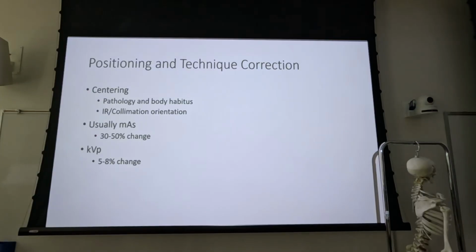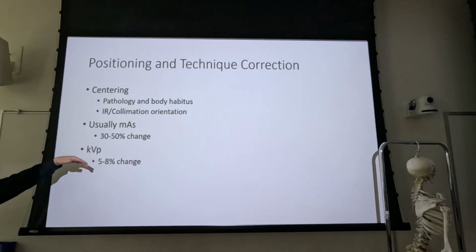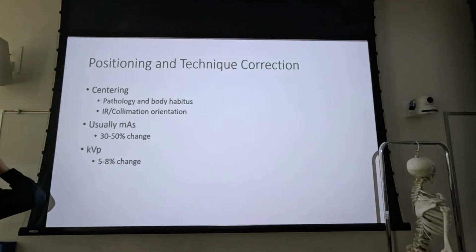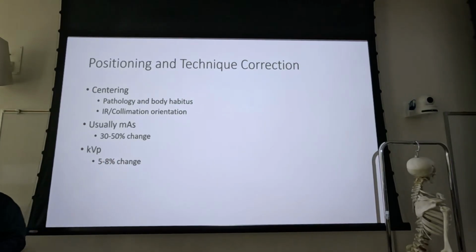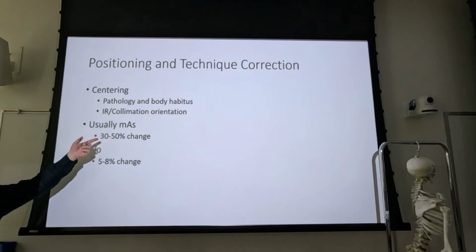So then you're going to increase, and the general rule for technique change is usually going to be mass, and it's going to be 30 to 50%, right? And kVp, I find that students struggle with the adjustment of kVp in relationship to technique adjustment. The reason is because kVp is so sensitive, 15% change equals 100% change, right? So 30% change in mass is how much in a fraction of a change in mass? A third, roughly a third, right?